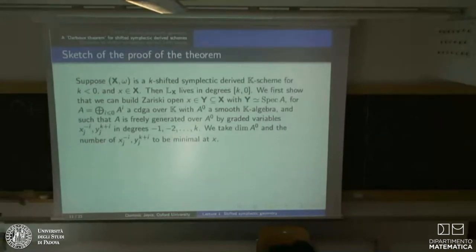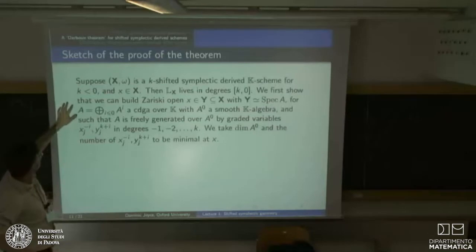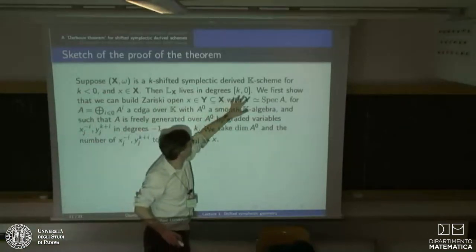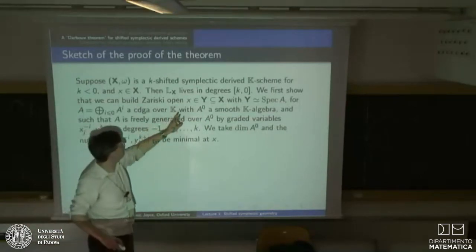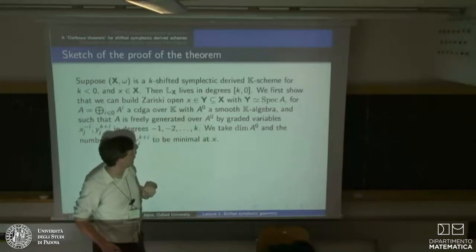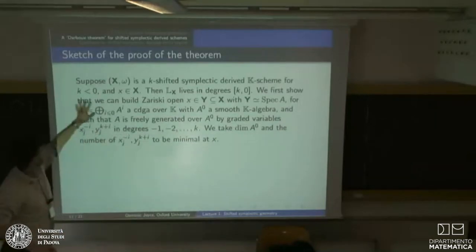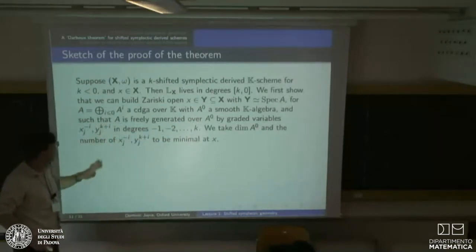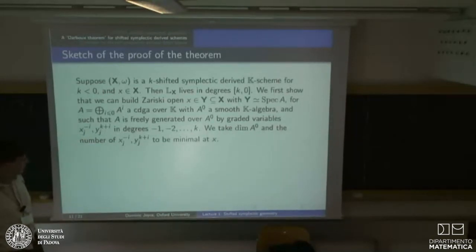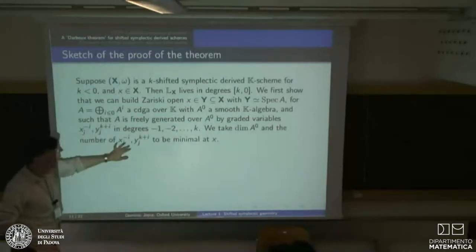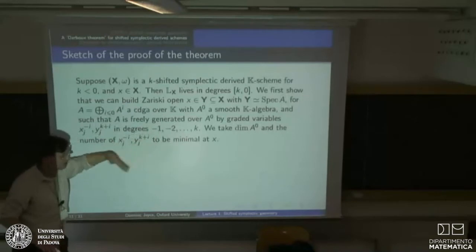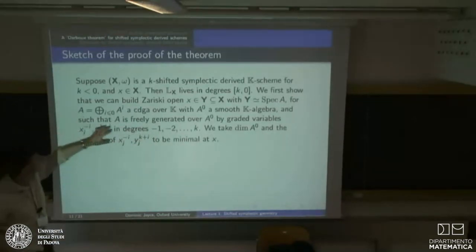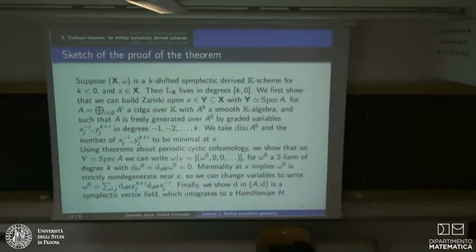So the sketch proof: we take X and omega k-shifted symplectic, then L_X lives in degrees k up to 0. So we first show that we can build a Zariski open Y in X around our chosen point x, equivalent to Spec of A, where A is a CDGA over K, with A0 a smooth K-algebra, A freely generated in negative degrees over A0 by some finite number of graded variables, x's and y's. And we take the dimension of the smooth algebra and the number of generators to be minimal at x. So basically, the numbers are all dimensions of the cohomology sheaves of L_X at the point x. This much is true for arbitrary finitely presented shifted derived schemes without any symplectic assumption.